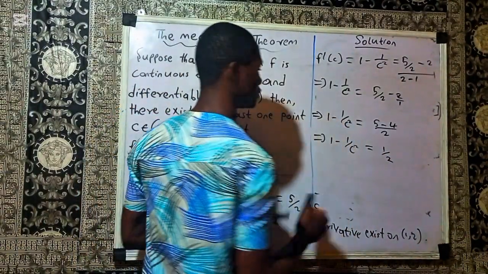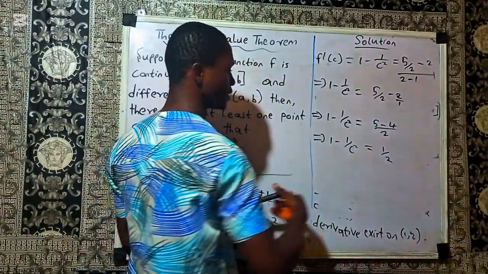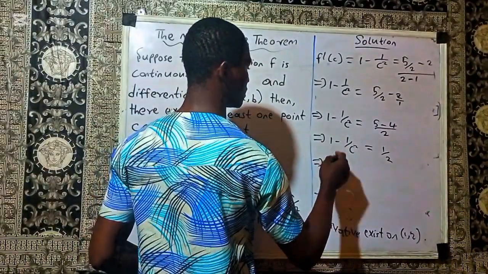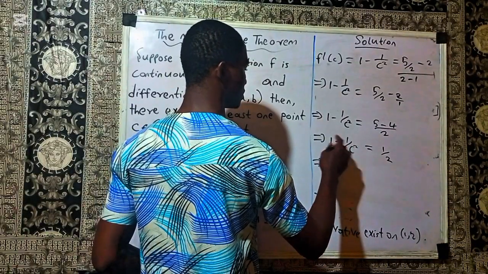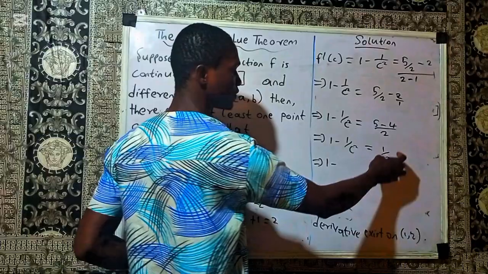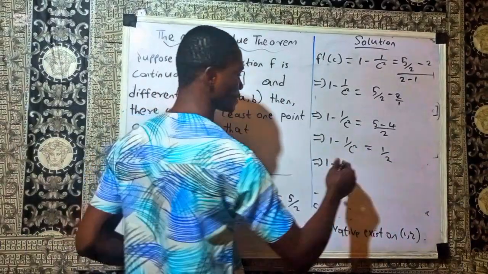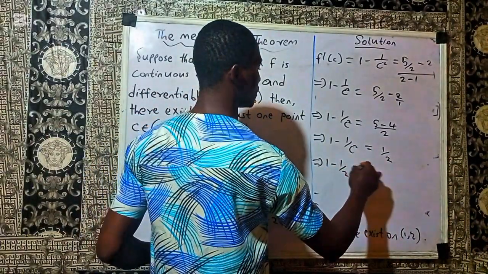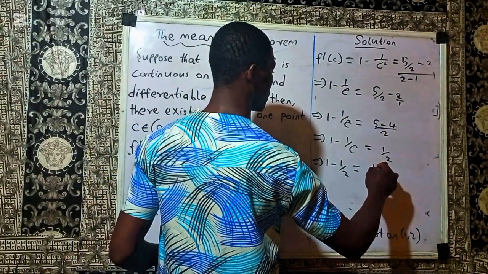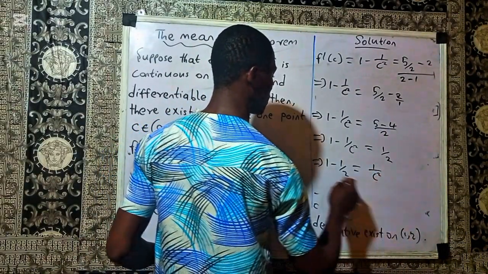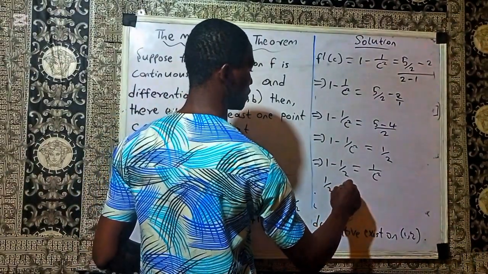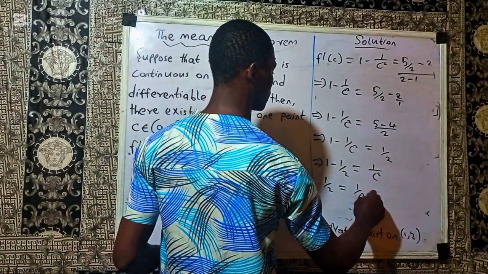So let's move this to the other side and move this to this side, right? So this implies, let's move this to this side. 1 minus, because this positive half comes to the left-hand side, changes to negative, equals, move this negative 1 over C squared to the right, you have positive 1 over C squared. 1 minus half is what? 1 minus half is half, equals 1 over C squared.